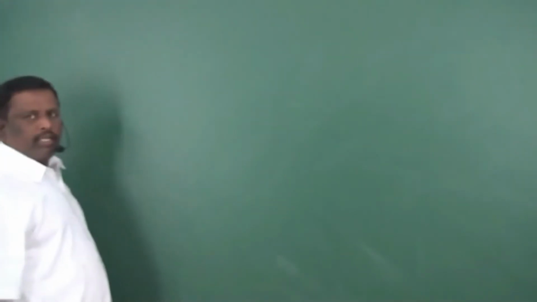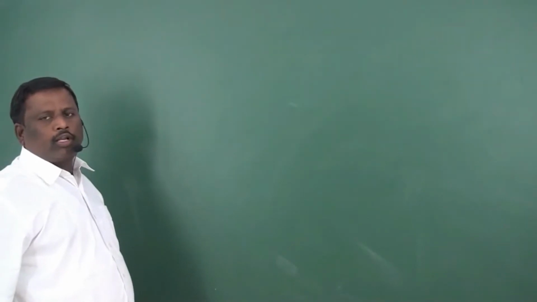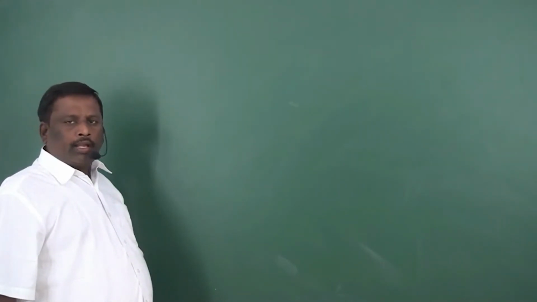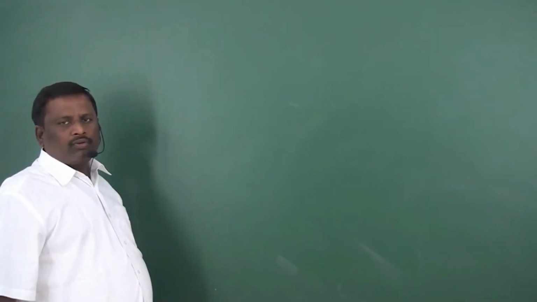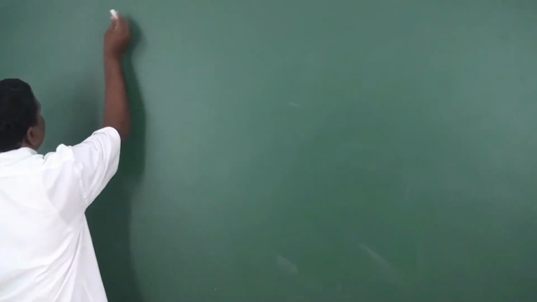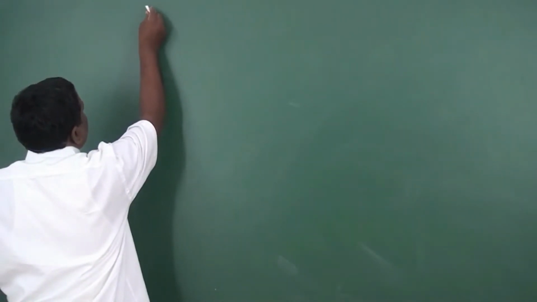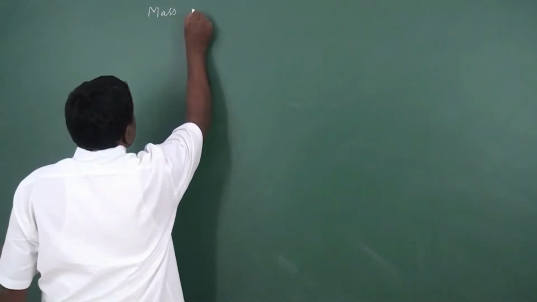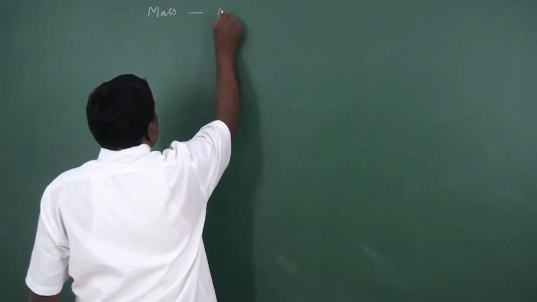Once again, I remind you that if we take any substance in grams equal to its molecular weight, then that is said to be gram molecular weight or gram mole. And 1 gram mole of any substance will contain Avogadro number of molecules. So, now we are going to discuss the relation between mass and number of molecules.